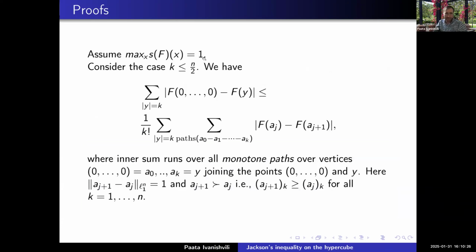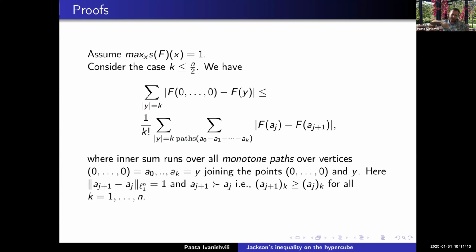So assume that the maximum sensitivity is 1. And we will consider the case when k is less than or equal to n over 2. In the case it's greater than n over 2, there is one little trick. So we have this sum over all points on the hypercube of Hamming weight k, which we can bound as follows. I have a point 0 and a point y. I will be joining point 0 and point y with some monotone path inside this hypercube. Monotone meaning that every time I will be going up, but I will not be going down.